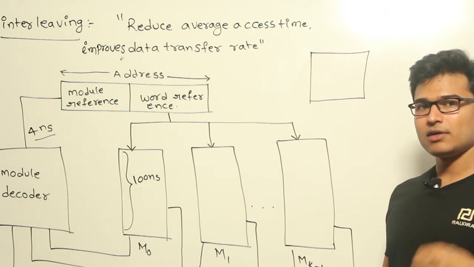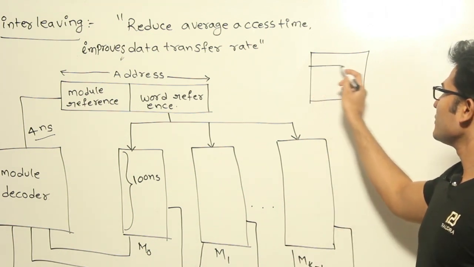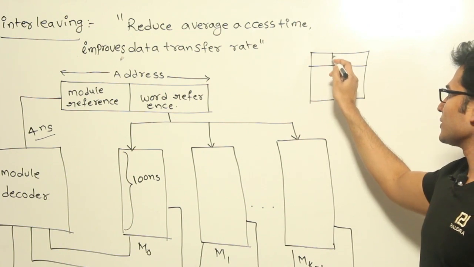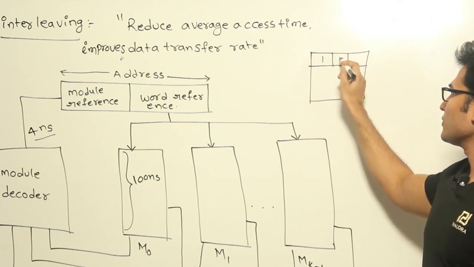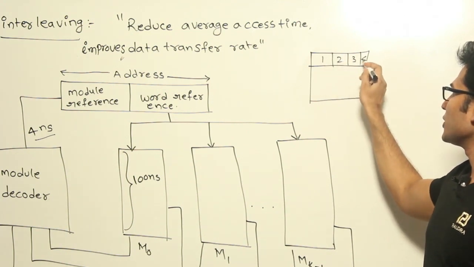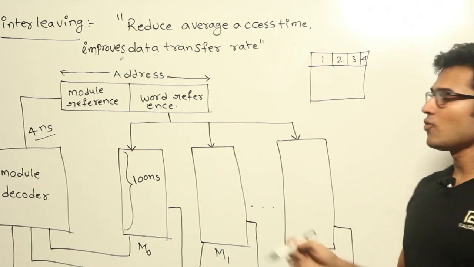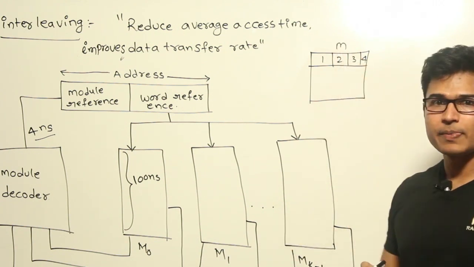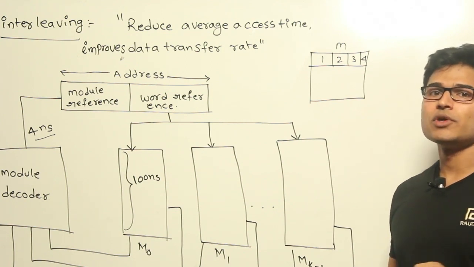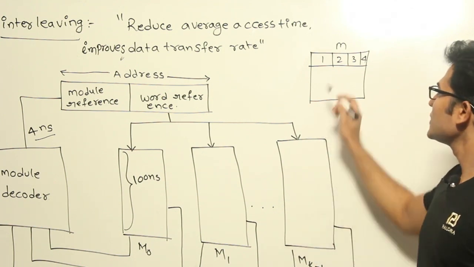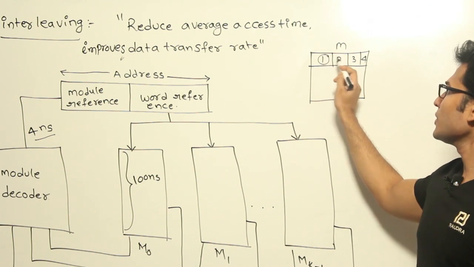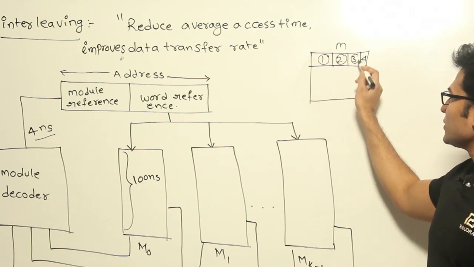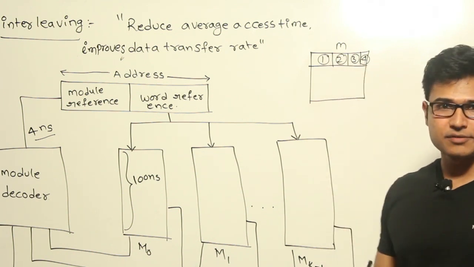If we are going to get a word, then we request many words. Let's say this is word number 1, word number 2, word number 3, word number 4. Now if all 4 words are present in a single memory module, then our program is going to be slower. The reason is, you have to read word number 1, then word number 2, then 3, and then 4, one after the other.